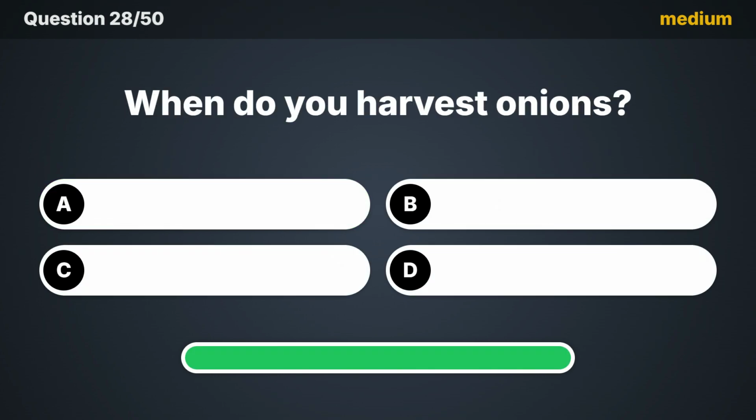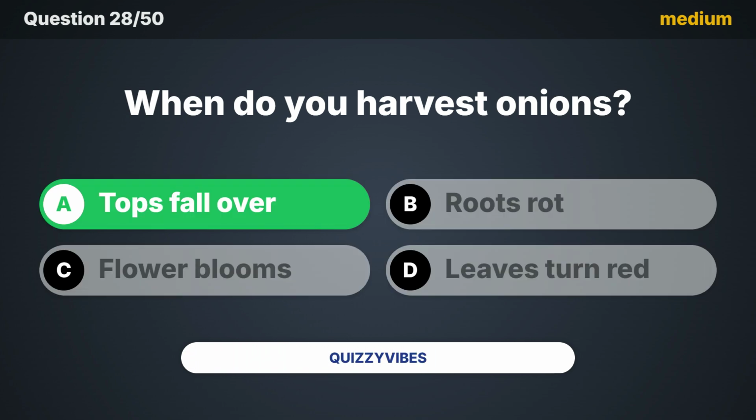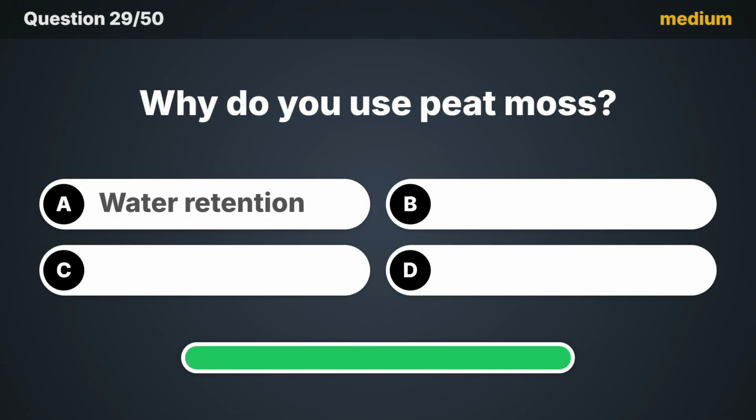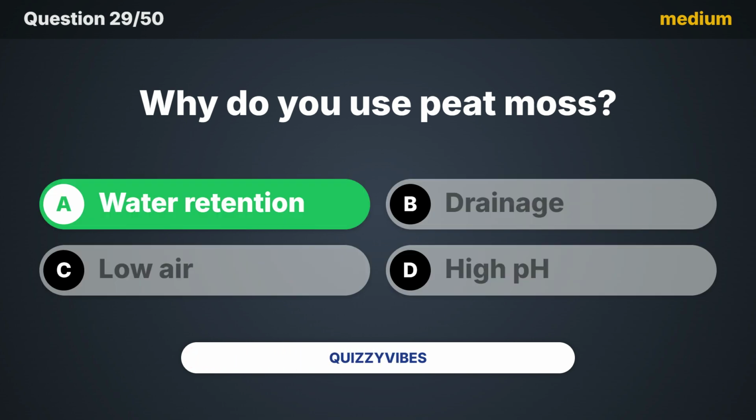When do you harvest onions? Did you guess it? The answer is tops fall over. Why do you use peat moss? The correct choice is water retention.